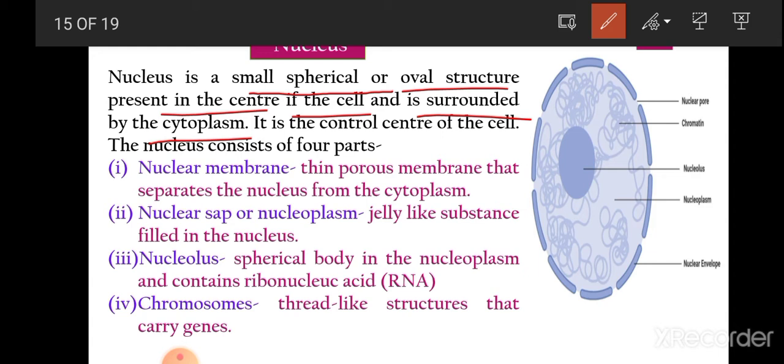And this nucleus is the control center of the cell. Generally, one nucleus is present in a cell, but in some cases more than one nucleus may be present, as in muscle cells, where many nuclei are present. So generally one nucleus is present. Okay. Now the nucleus consists of four parts.